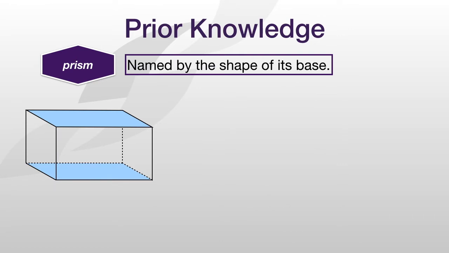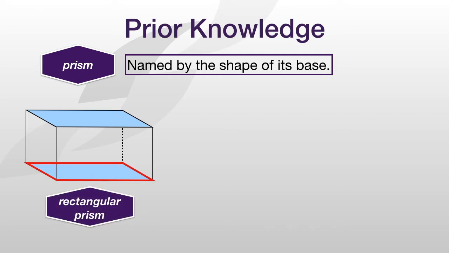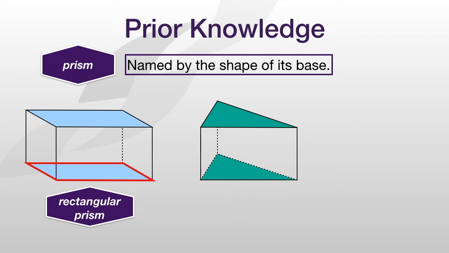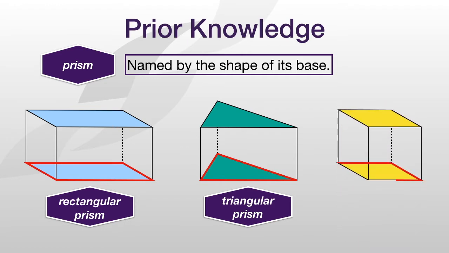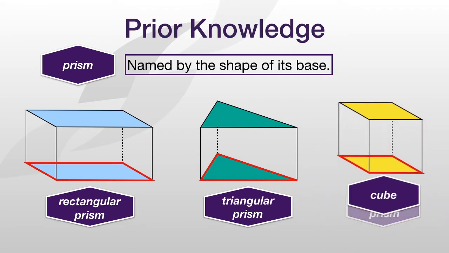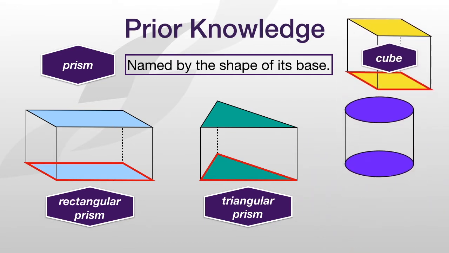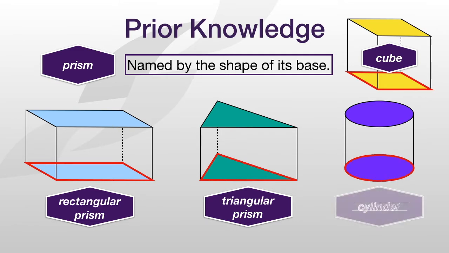Prisms are named by the shape of their base. The base of this prism is a rectangle, so it is called a rectangular prism. The base of this prism is a triangle, so it is called a triangular prism. This prism has a square base, so we could call it a square prism, but notice that all 6 faces are squares, so we give it a special name, a cube. Another prism with a special name is one which has a circle for its base. It is called a cylinder.